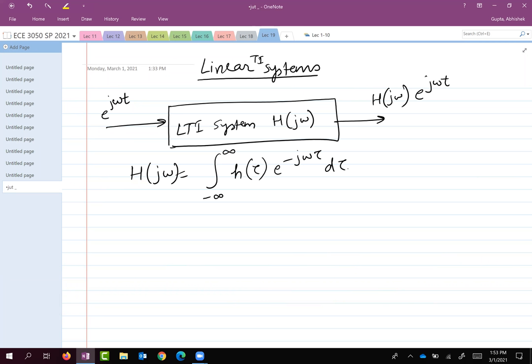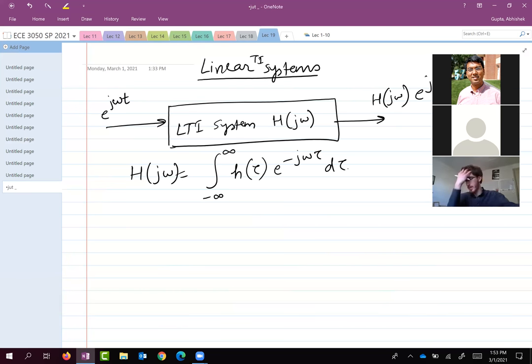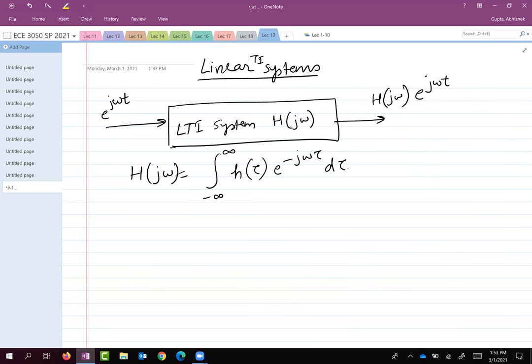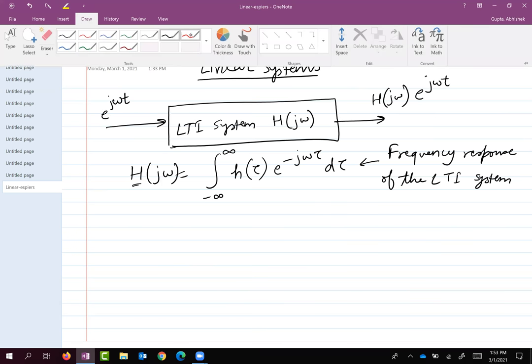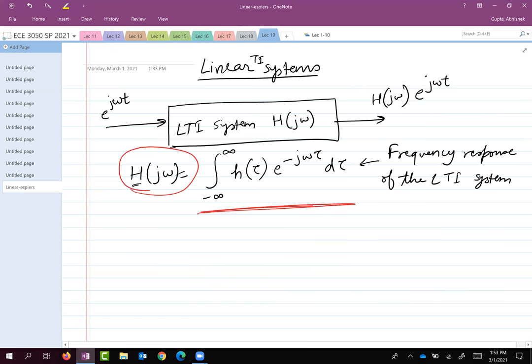I think this was discussed a long time back. I just want to make sure my expressions are correct. Okay, so it is correct. This was called the frequency response of the LTI system. So the frequency response is this function H, which is a function of j omega, and it is given by this expression. It satisfies the property that when you input an exponential signal, a periodic signal, the output is also an exponential periodic signal, but it gets amplified by H of j omega.